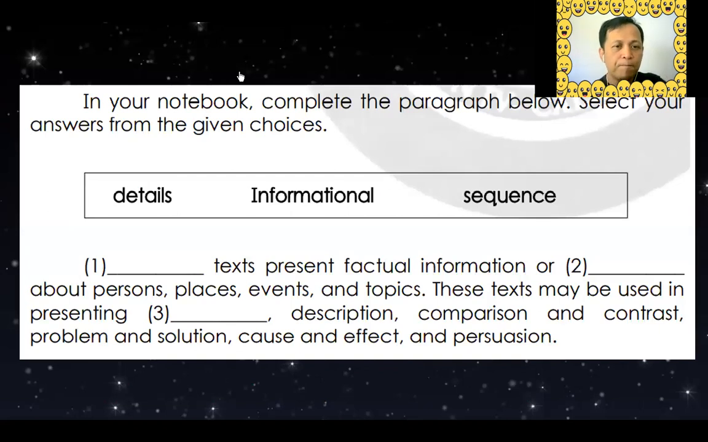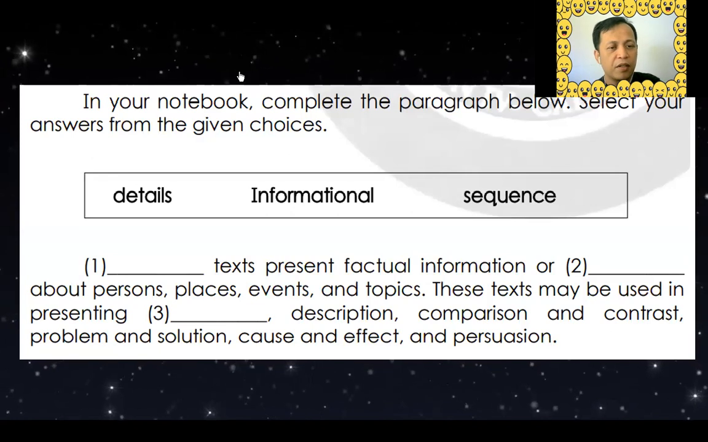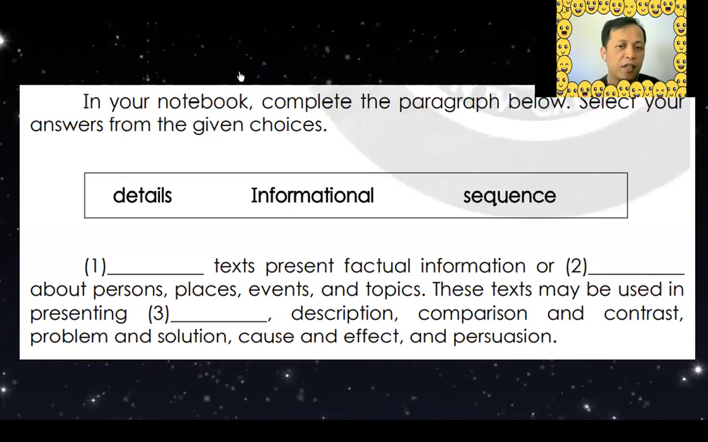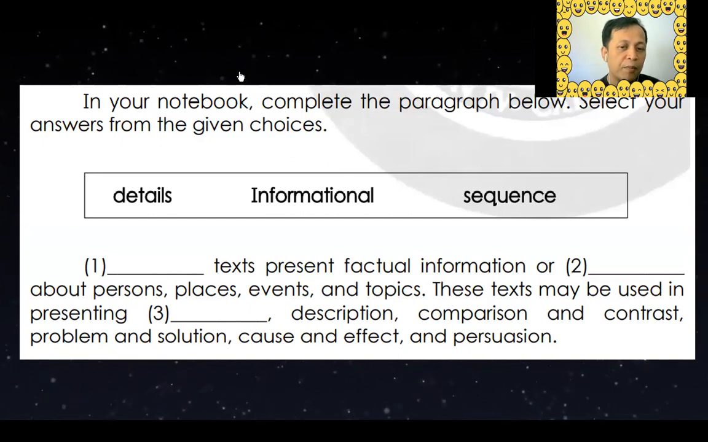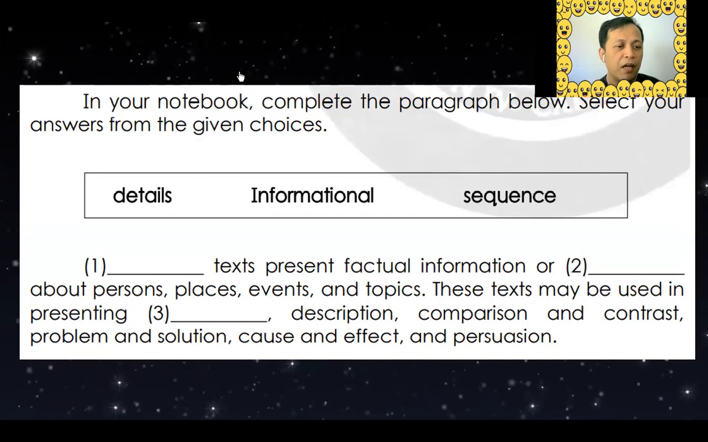For our last activity, do this in your notebook. Complete the paragraph below. Select your answers from the given choices. The given choices are details, informational, and sequence. Blank text presents factual information or details about persons, places, events, and topics. This text may be used in presenting description, comparison and contrast, problem and solution, cause and effect, and persuasion.